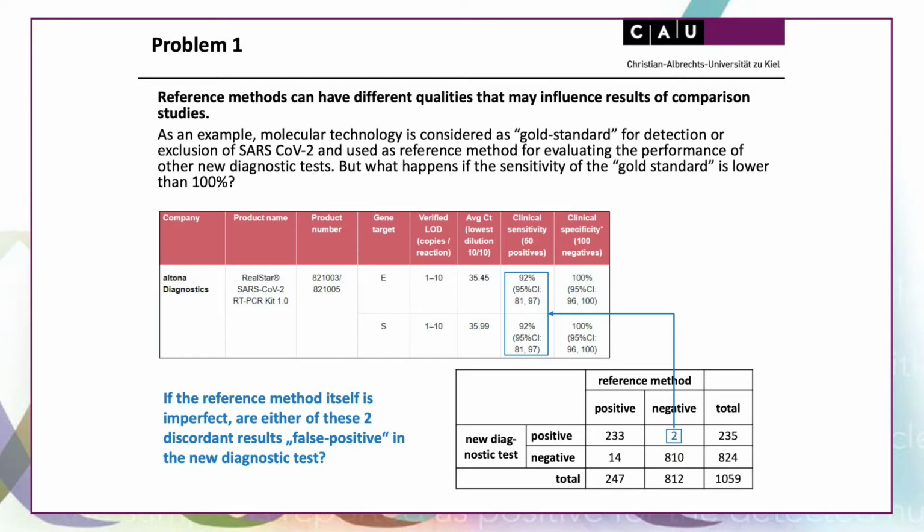In other words, if the sensitivity of the reference test is clearly lower than 100%, as is the case with the PCR test in our example, and if there is discordance between the positive results in the reference test and those of another diagnostic test, the question arises: how many of the two results scored positive in the new test but negative in the reference test are really false positive in the new test?